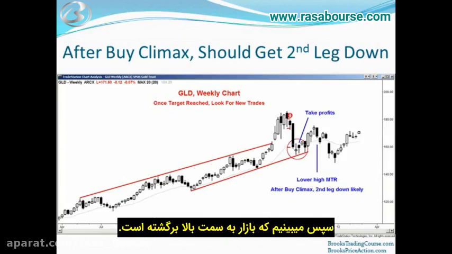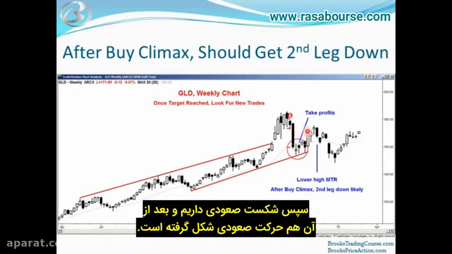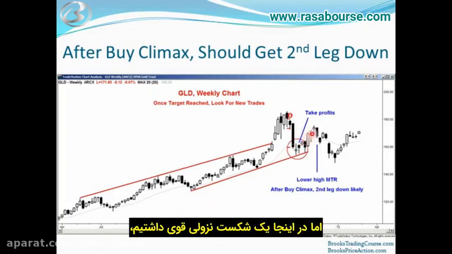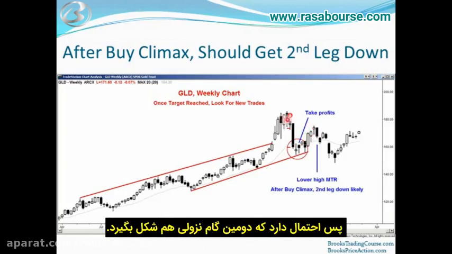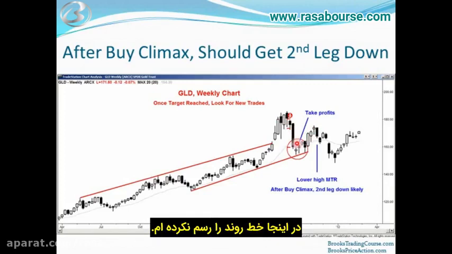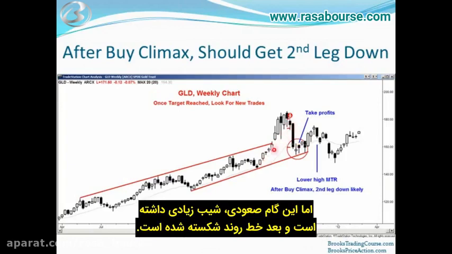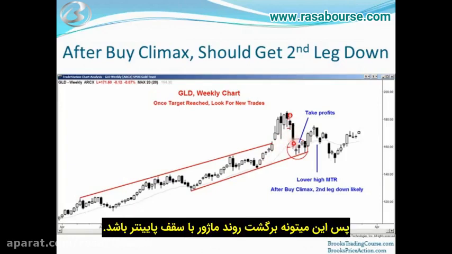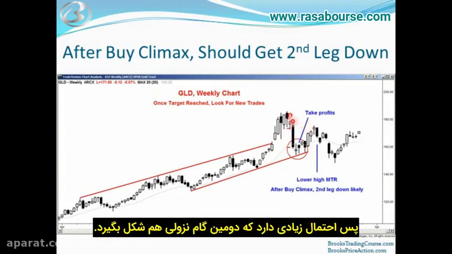Okay, the market reversed up, pretty strong bull bar breakout, follow through, but after such a strong bear breakout, the odds are high that the market would have a second push down. I don't have a trend line drawn in here, but this is a strong break below this steep part of the trend, and this would be a possible lower high major trend reversal after a buy climax, so a second leg down is very likely.